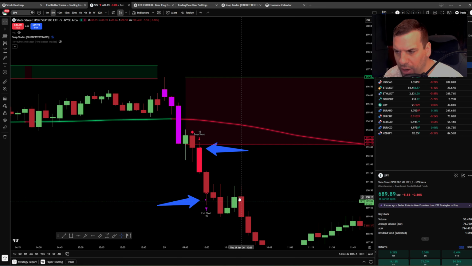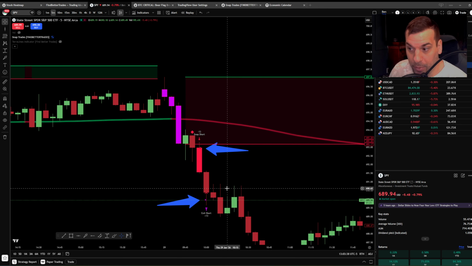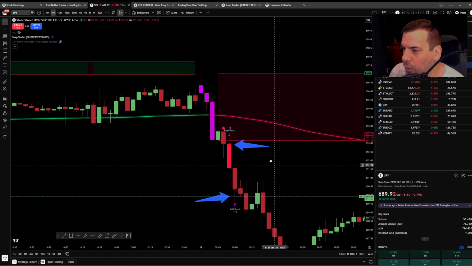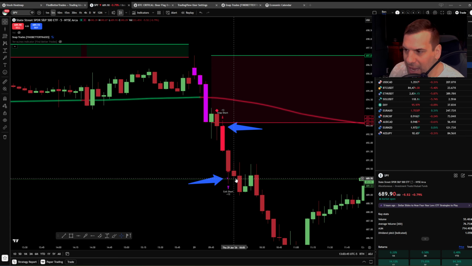That would have been anywhere from, I think we see it anywhere from 15 or 20 to 30%. This probably would have been up closer to the 30% winner. So that would have been a really quick trade. Almost 10 minutes in, and you're in and out, right? So that would have been quick.